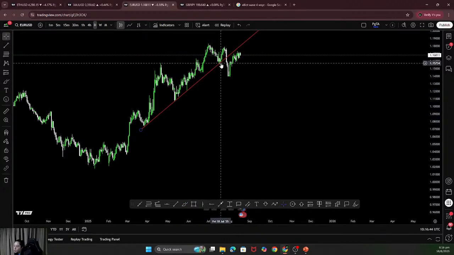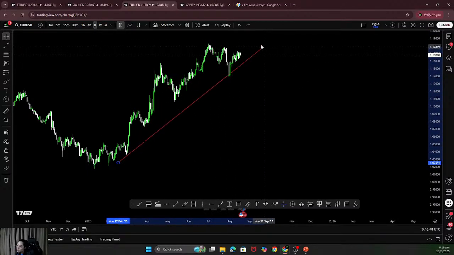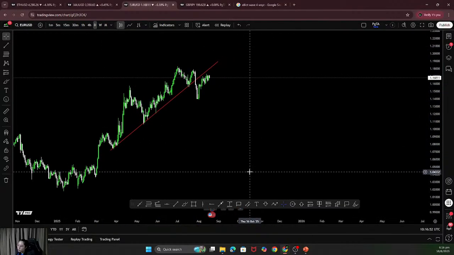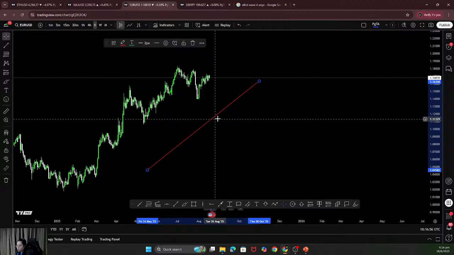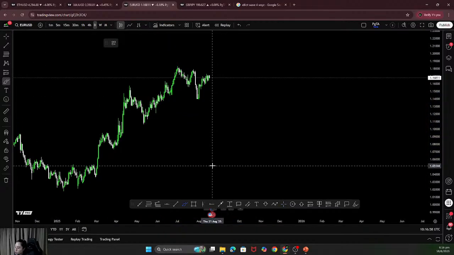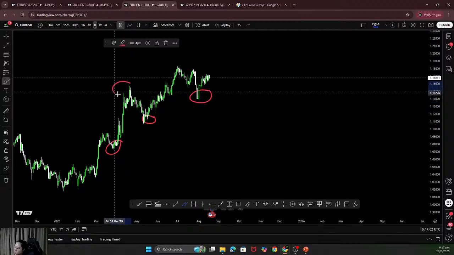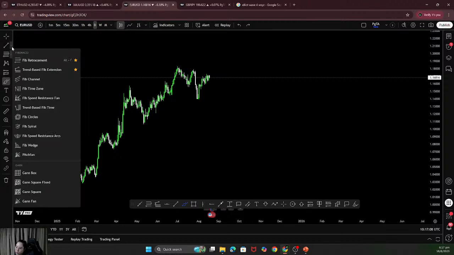Right now the trend isn't clear, because if I draw it this way, it's still an uptrend. But if I draw it this way, it is a trend line breakout. So is it an uptrend or downtrend? Let's see what constitutes an uptrend: higher highs, higher lows. So right now, still moving in a very clear uptrend.